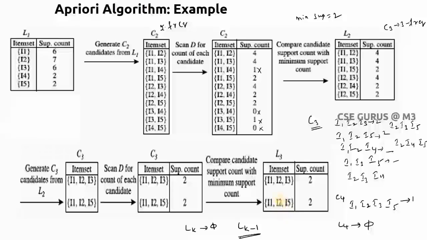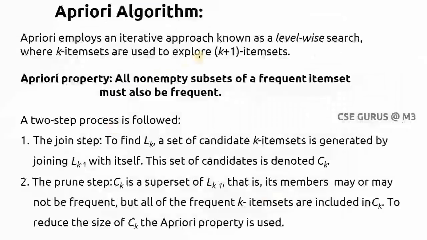I1, I2, I5 is also one more frequent item set. Like this we need to find. Now if you go to the theory part, Apriori employs an iterative approach known as level-wise search. Why we say level-wise is because k-item sets are used to explore (k+1)-item sets. So in order to get L2, I am going for L1.